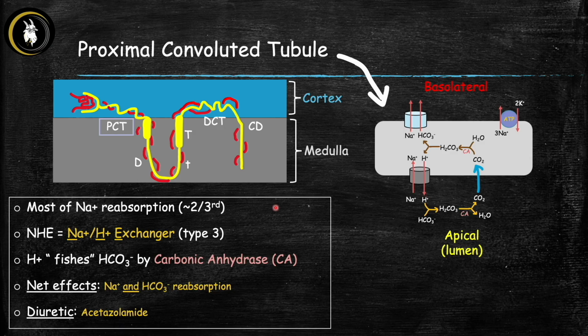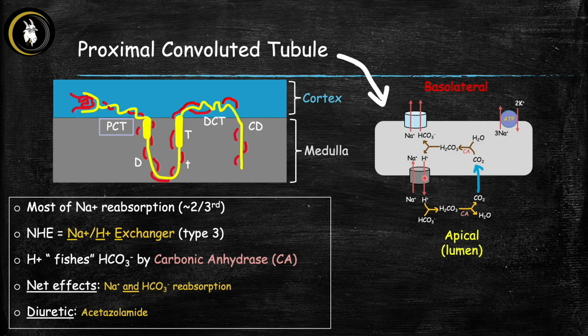Most of the electrolytes, as well as all of the glucose and amino acids that were filtered out in the glomerulus, are going to be reabsorbed in the proximal convoluted tubule. And regarding sodium, most of the sodium reabsorption, so approximately 2/3 of the sodium reabsorption, is going to take place right here. The channel that's responsible for this is known as the NHE. So this stands for the sodium hydrogen exchanger, specifically type 3. Exchanger means that the sodium and the hydrogen are going in different directions. So the sodium is being reabsorbed into the cell while the hydrogen is being kicked out.